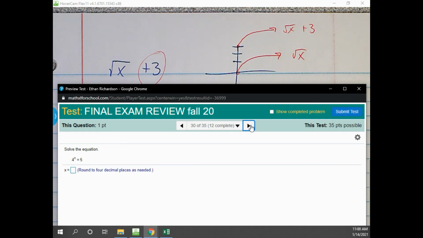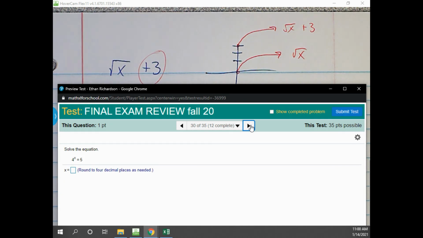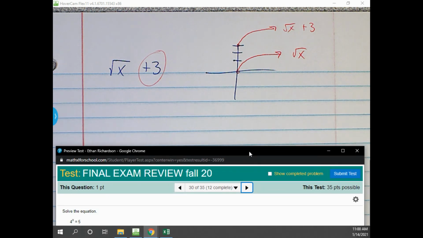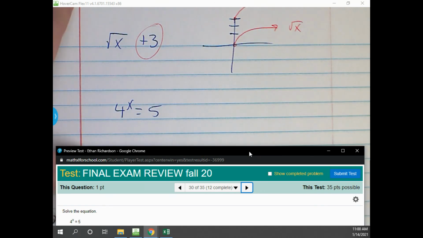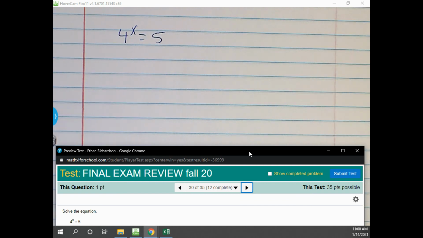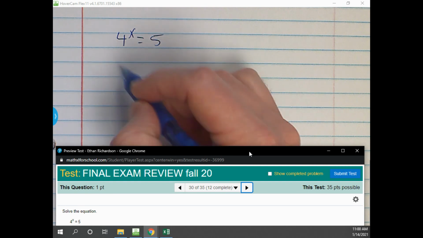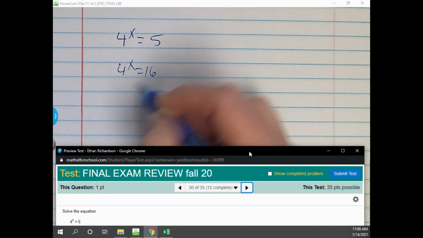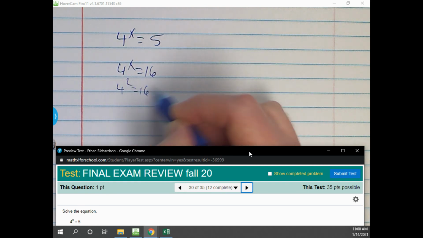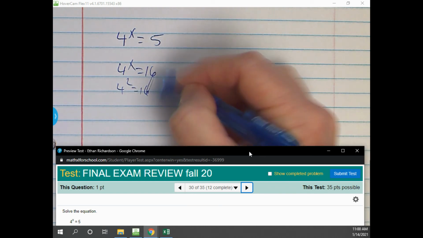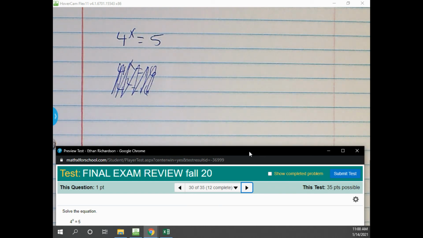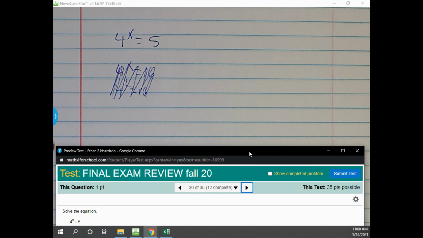All right, 30. Ooh, good question here. 4 to the x power equals 5. This goes back to that packet of problems we were doing. So for number 30, this is an exponential expression. We don't know what 4 to the power is. If this was 16, well, that would be easy. 4 squared would be equal to 16, so x would equal 2. But this one's not 16. If it's 4 to the x equals 5, we don't know what that answer is.